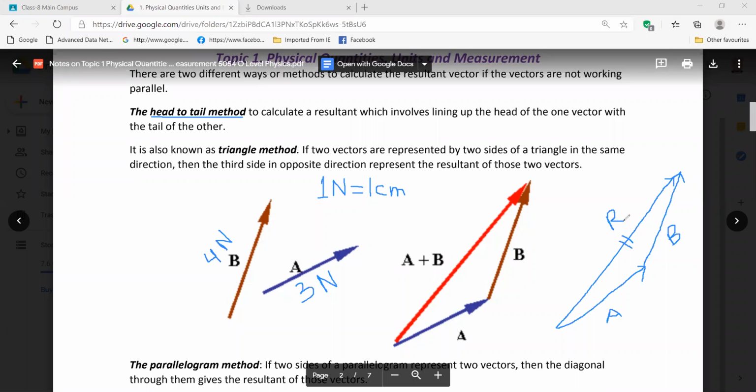With your ruler, for example, you are getting 5 centimeters. So what was your scaling? 1 centimeter is 1 Newton, right? Yes. If you are only writing 5 centimeters, your answer is not complete. You have to write the proper unit, the unit given, that is 5 newtons. So is it clear now how to get the resultant?